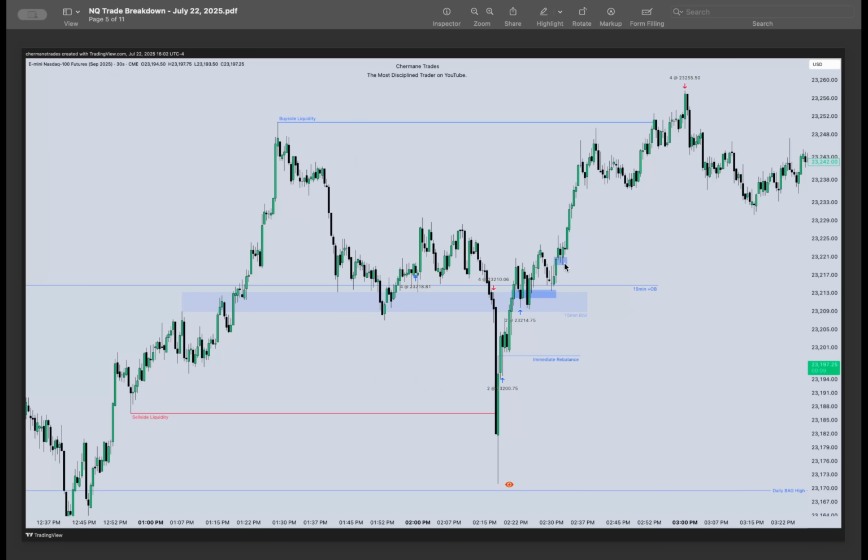Fair value gap entry here. You can see the support of that 15-minute bullish order block rallies into the buy side. There's my exit.